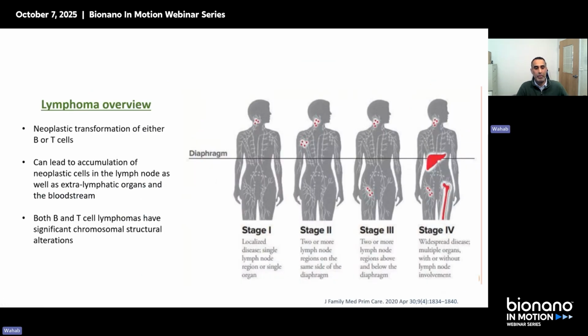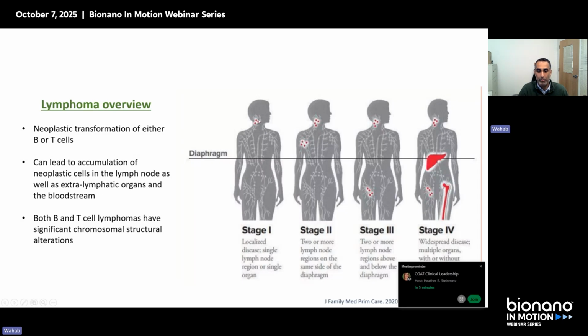As a reminder, this is a disease of the B cell or T cell process. It can lead to accumulation of neoplastic cells in the lymph nodes, and it comes in different stages of aggressiveness. You could have localized disease. You could also have instances where it's more widespread, now spreading to different organs or multiple lymph nodes.